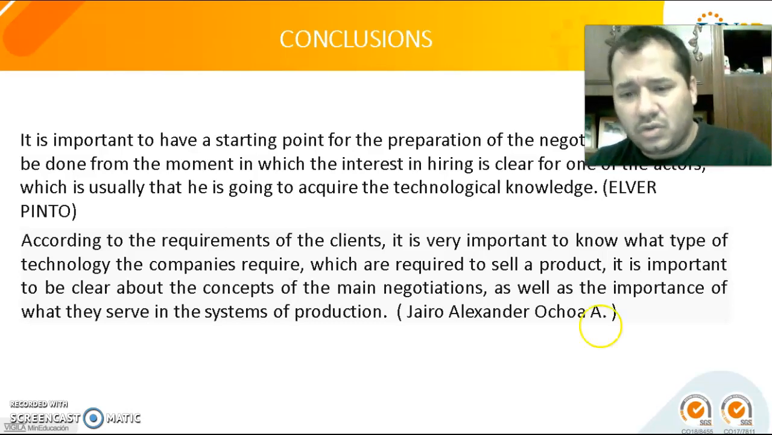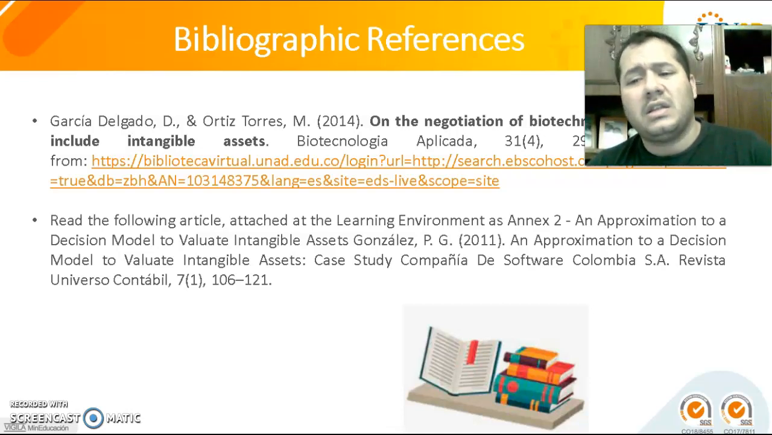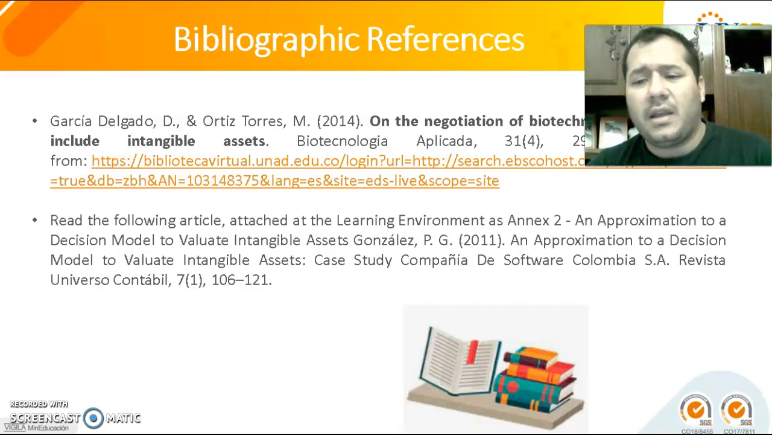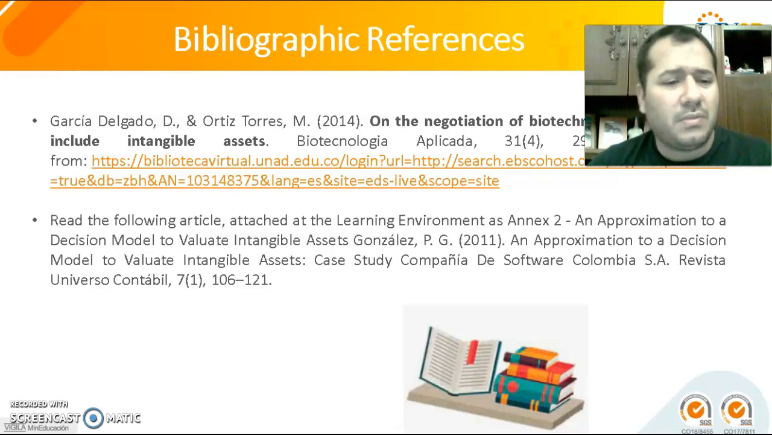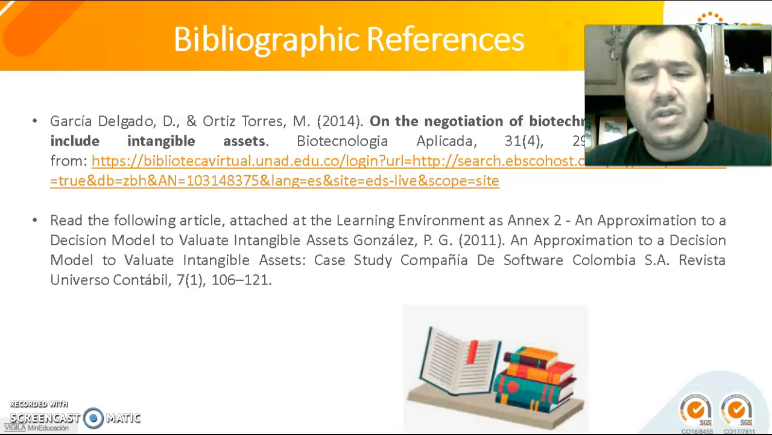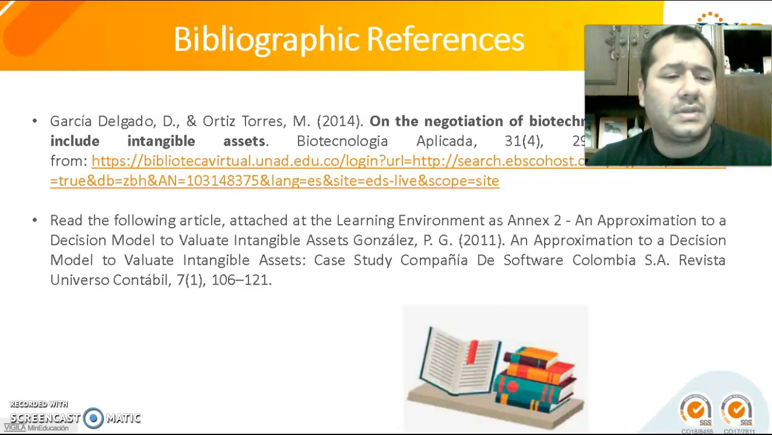Jairo Alexander Ochoa. Bibliographic reference: read the following article attached at the learning environment, an approximation to a decision model to value intangible asset. Case study: company Software Colombia S.A.